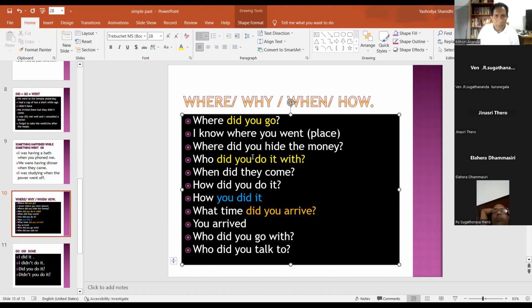Where did you hide the money? If you remove where, did you hide the money? It's a question. So when using where in front of an interrogative, where is a question forming word. Where did you hide the money?